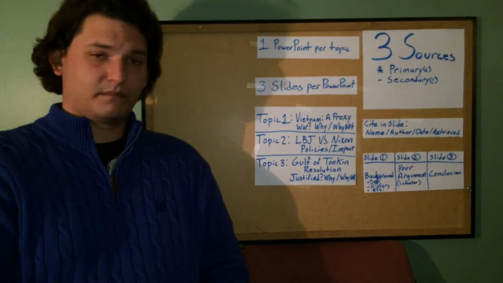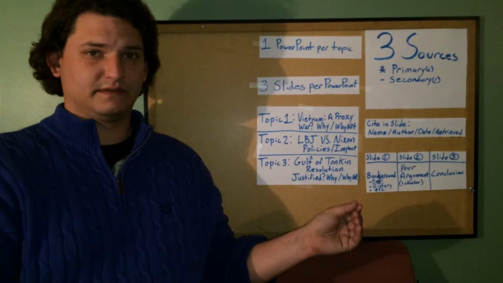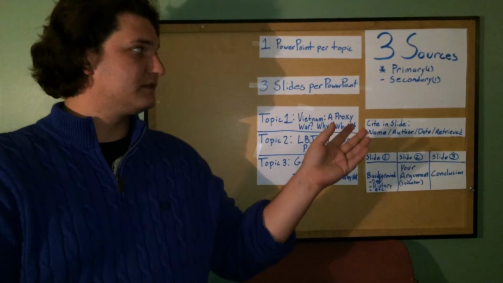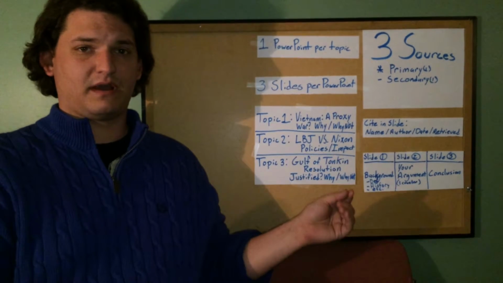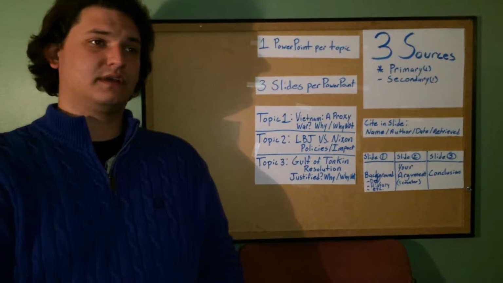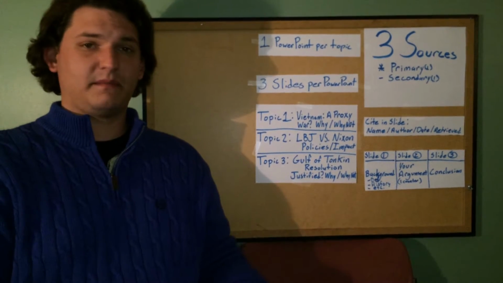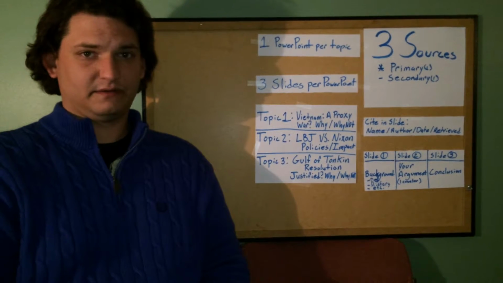Now, for your presentations, you'll be required to have 3 sources per presentation. Now, of your 3 sources, one source has to be a primary source. You can have 3 primary sources, or you can have 2 primary sources and 1 secondary source, or 1 primary source and 2 secondary sources.